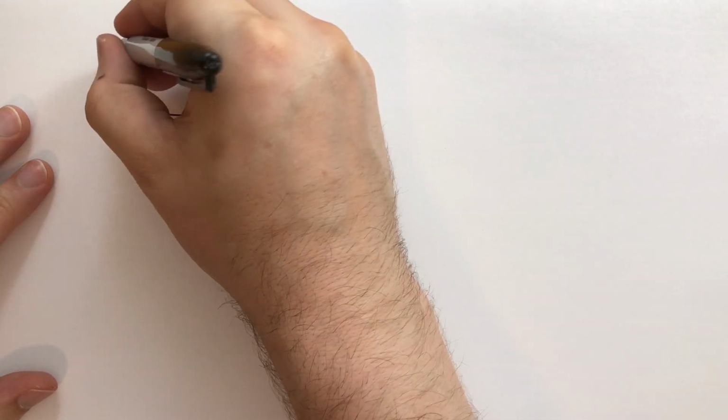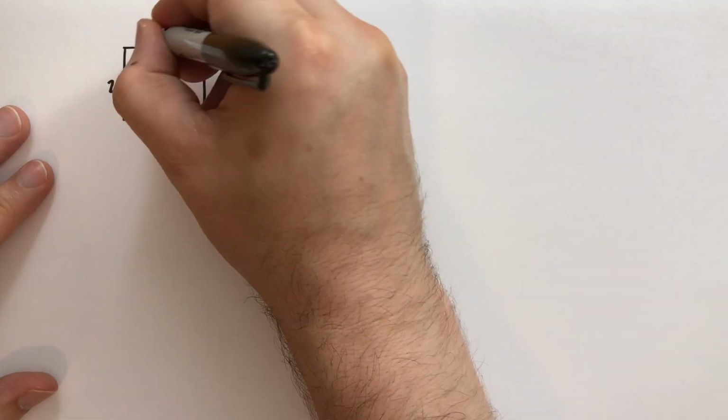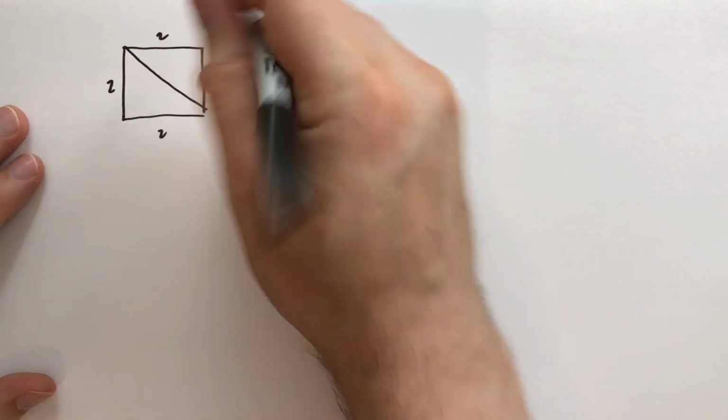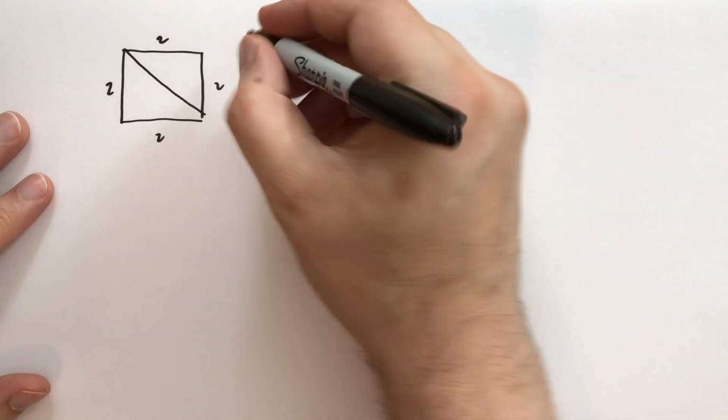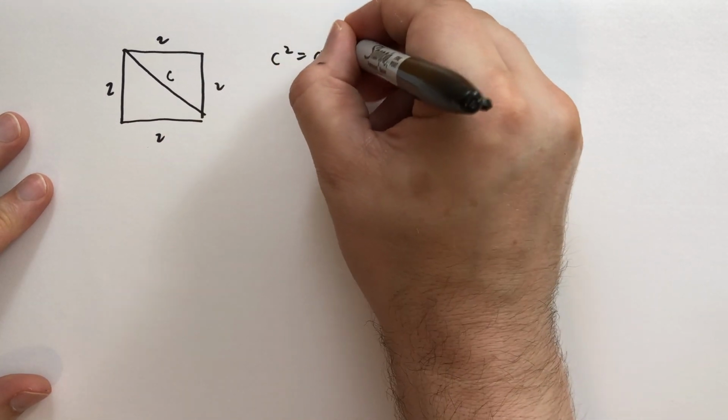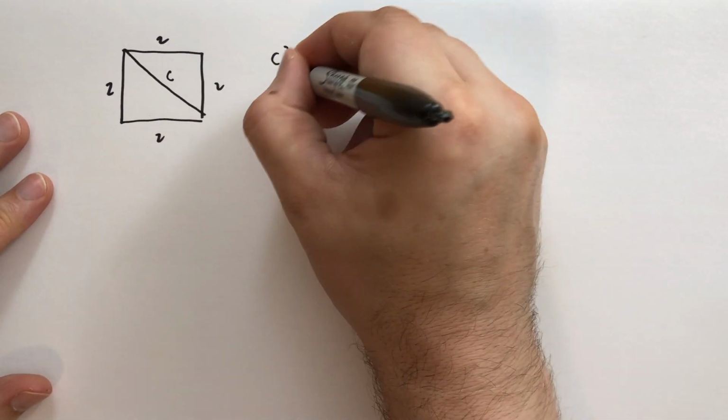This should help you understand how to solve this problem. So if we had a square whose sides are 2, and then we had the diagonal, how would we calculate the length of that diagonal? Let's call that diagonal C. Well, C squared is going to be equal to A squared plus B squared by Pythagoras' theorem.